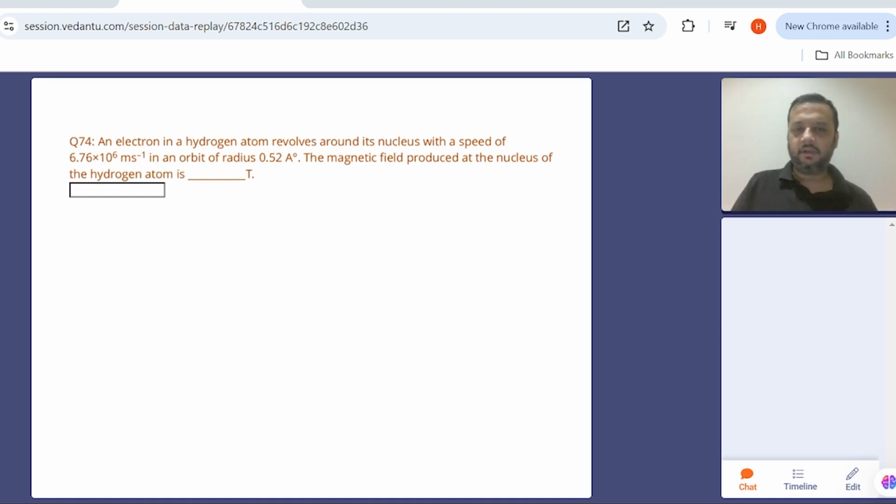So I'll use the magnetic field due to the current at the center of the ring. Now if you see carefully, let's say this is the electron which is moving in an orbit of radius 0.52 angstrom. So let me take this as r. So this electron is moving like this. Now due to the motion of the electron, the current can be written as charge into frequency. It's a very standard expression that due to the motion of a single charge, the average current that is generated can be written as charge into frequency.